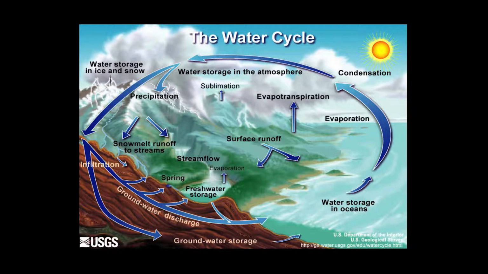Let's briefly discuss the hydrologic cycle, also known as the water cycle. The water cycle is a continuous cycle where water evaporates, travels into the air, and becomes part of a cloud. It then falls down to Earth as precipitation, and then evaporates again. This repeats again and again in a never-ending cycle.